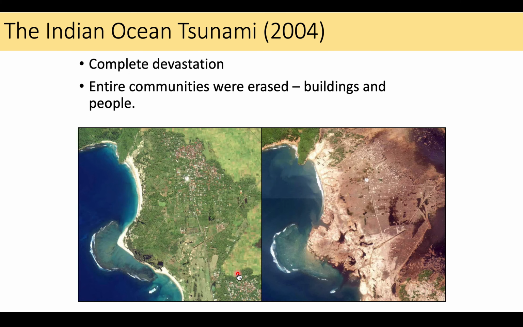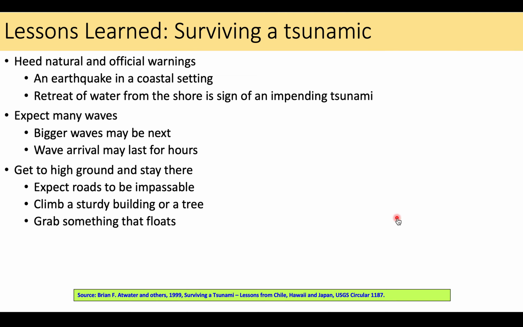Entire communities were erased. Here is an example. Here was a satellite image from right before. Then after that tsunami wave and set of tsunami waves, this is what it looked like after. Almost everything was completely erased. So tsunamis can be absolutely devastating and very horrible.